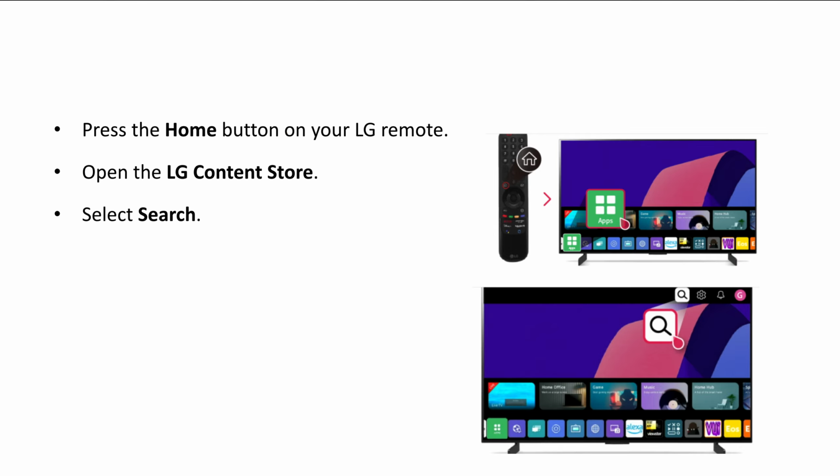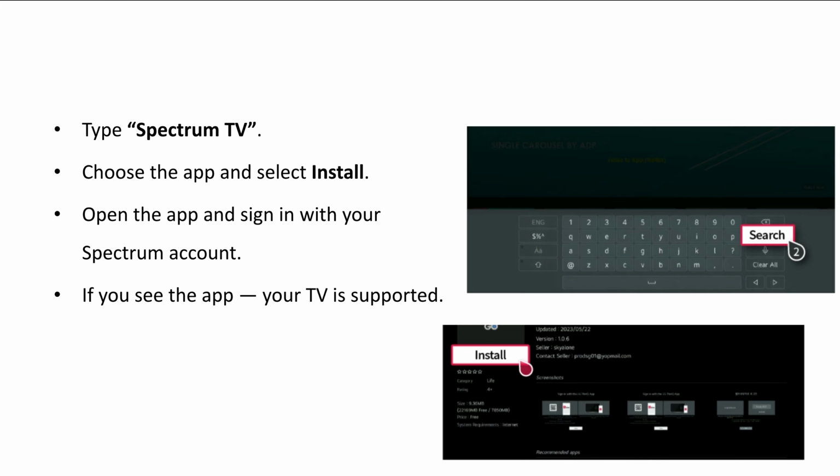So press the Home button on your LG remote, then open the LG Content Store, then select Search. Then type Spectrum TV, choose the app and install. Open the app and sign in with your Spectrum account, then you will see that your TV is supported.